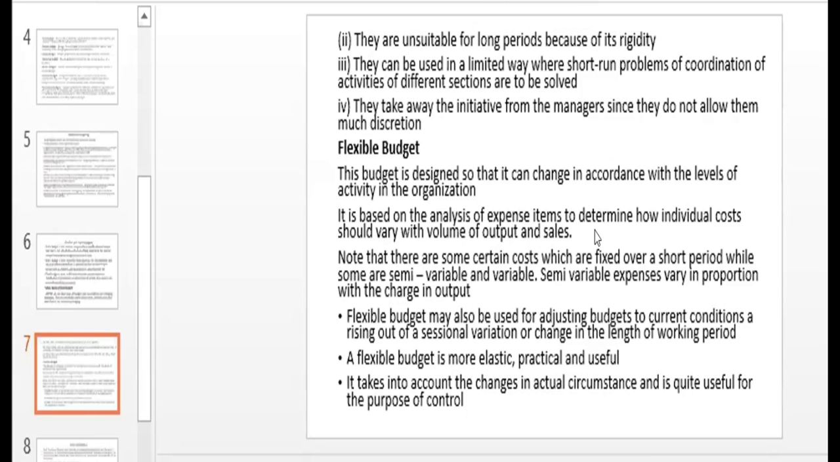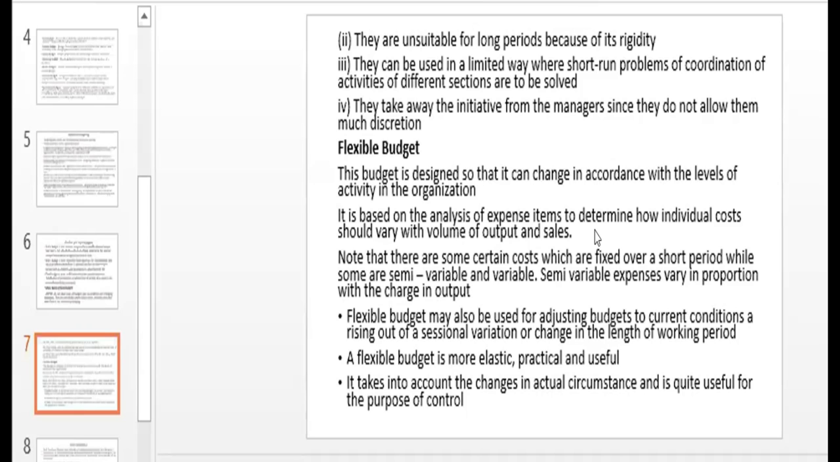So note that there are certain costs which are fixed over a short period, while some are semi-variable and variable. Semi-variable expenses vary in proportion with the change in output. Okay, we had discussed this, the variable, fixed, and semi-variable cost. So the flexible budgets can also be classified in that manner, right? The flexible budgets can be classified in that manner.